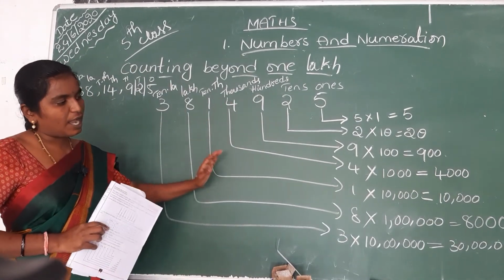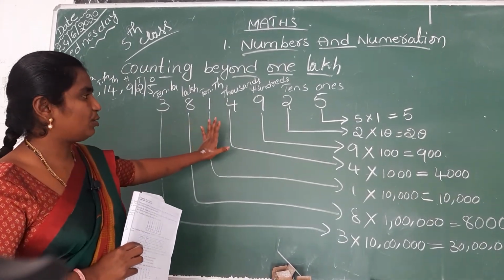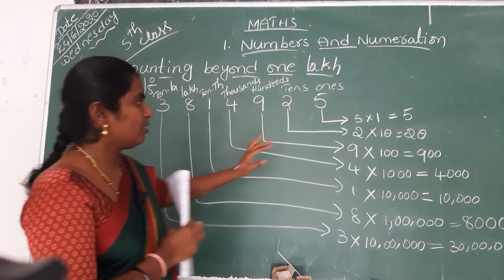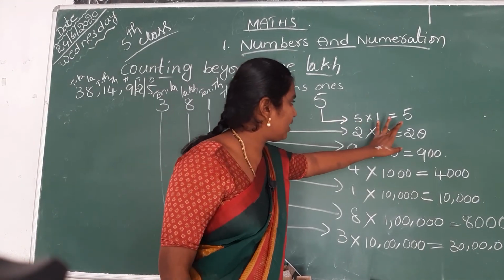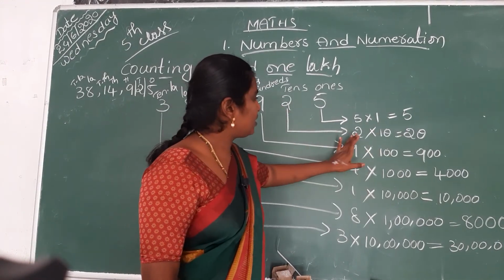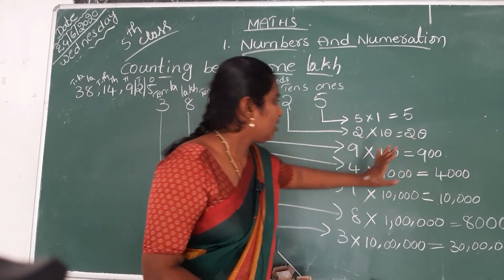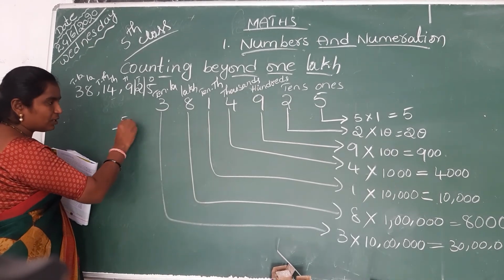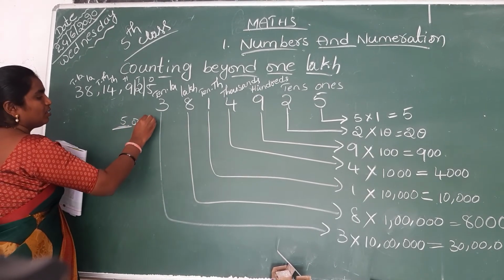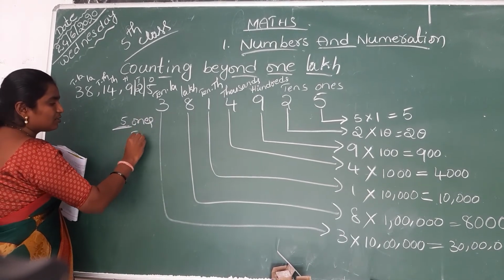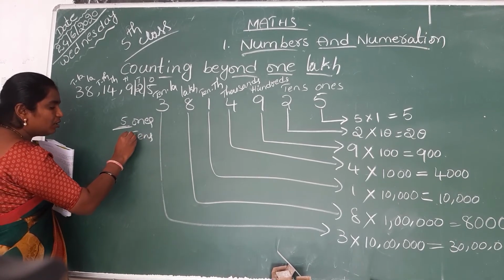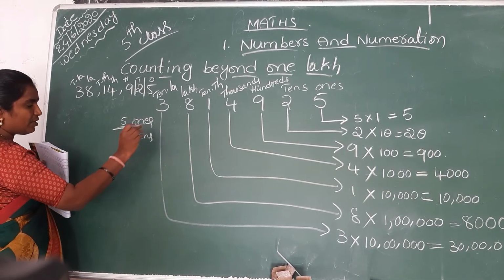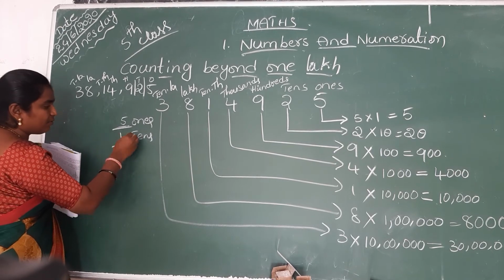Like this way you have to write the place value of the numbers. 5 is in 1's place means 5 into 1, 5. 2 is in 10's place means 2 into 10, 20. If nothing is there, beta, 1's place means you will get only a single digit number. 10's place means we have to write 0. 10's means we want 2 digits, a 1 with a 0.